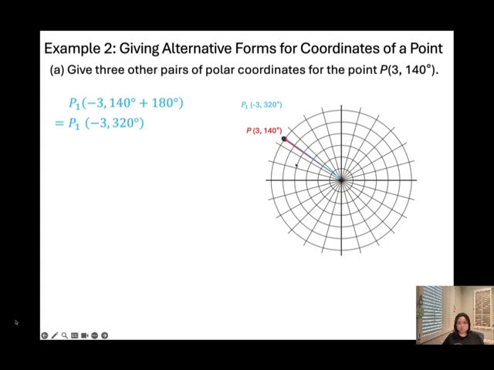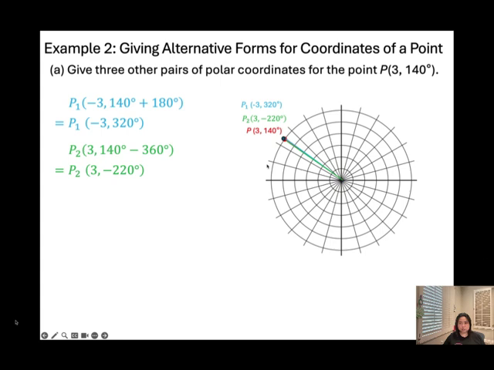For the second one, I still have 140 degrees, right? I could use coterminal angles. For coterminal angles, I could add 360 or subtract 360. So this is going to be another one. I use the same r equal to 3, and then I find the coterminal angle, 140 minus 360.